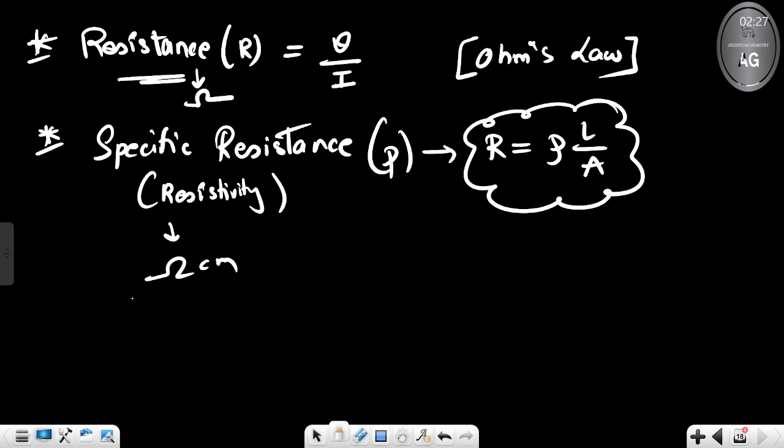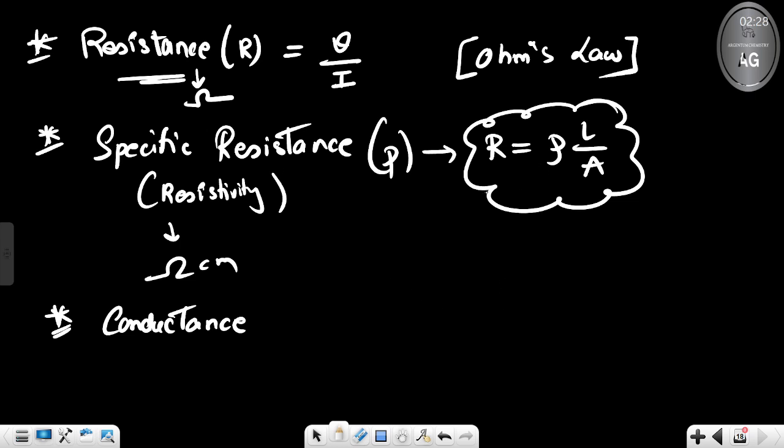Okay, next. Specific resistance clear? We found resistance dependent on length and area. Depending on that, we found a new term, specific resistance. Now the inverse of the resistance is called conductance. So please do not get confused between conductance and specific resistance. Specific resistance is not inverse. That is the first mistake you will do. That also I have done intentionally to show you.